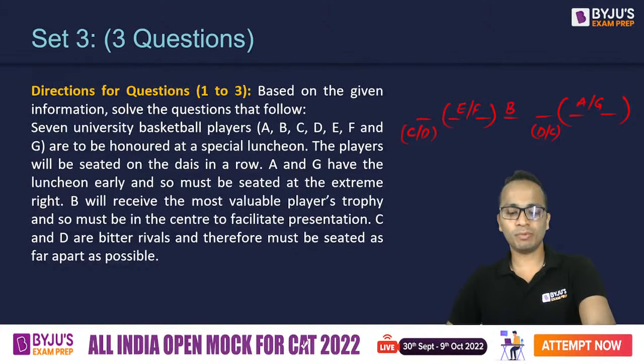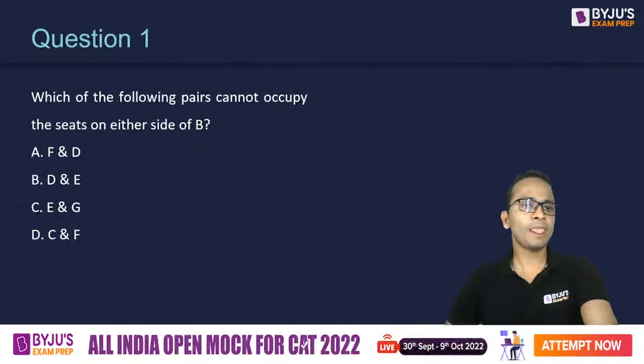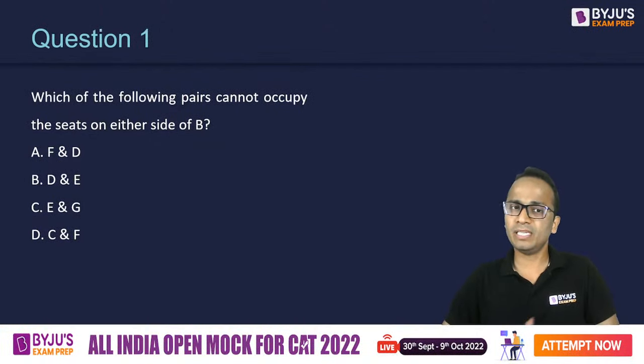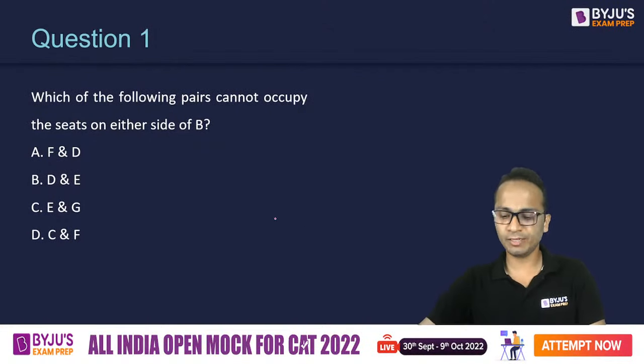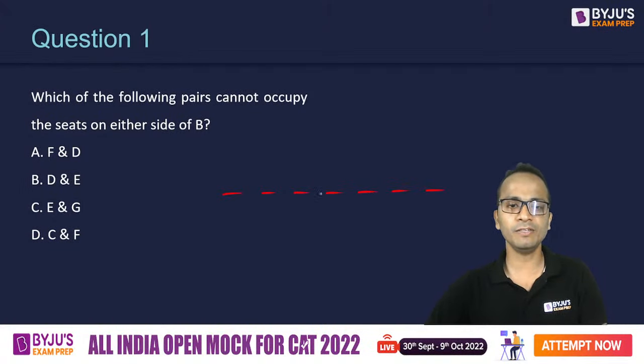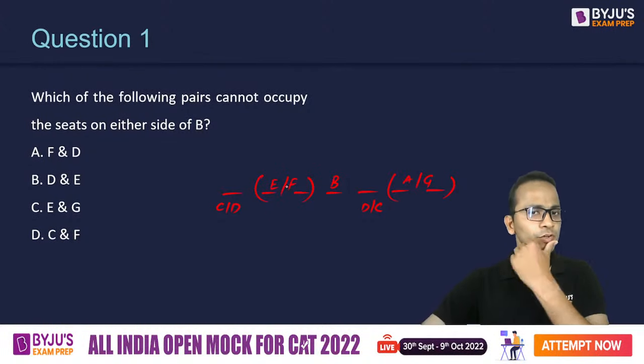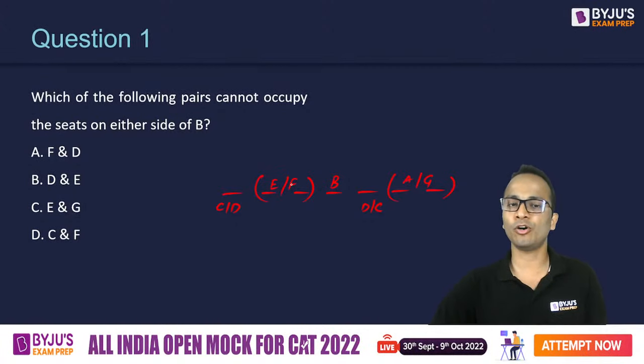Let's have a look at question number 1 quickly. Which of the following pairs cannot occupy the seats on either side of B? Now the questions are slightly changed. So arrangement was 1, 2, 3, 4, 5, 6, 7. A and G at these two positions, C, D, D, C, and B, and at these two positions, E and F will appear. So which of the following pairs cannot occupy the seats on either side of B?